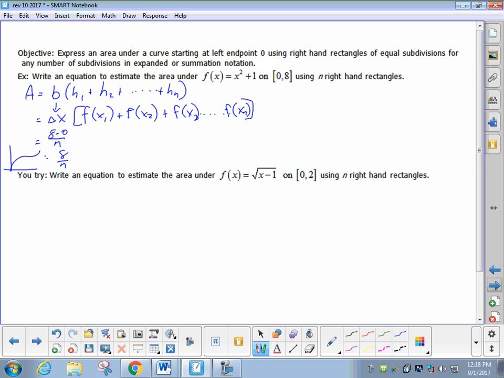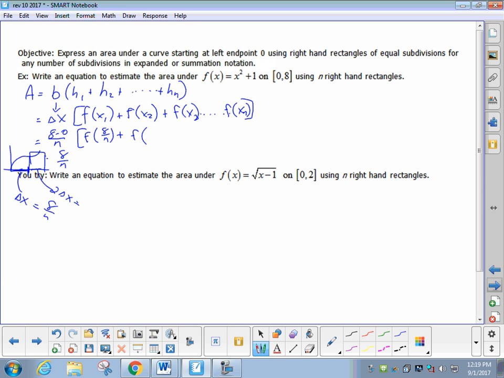All right. The first x, what is it? Okay, I started at 0. When I went to my first base, I went a delta x over. 1 delta x over is 8 over n, yeah? So the first x I put into the function is 8 over n. The next place I do a rectangle is 2 delta x's. That is 16 over n.